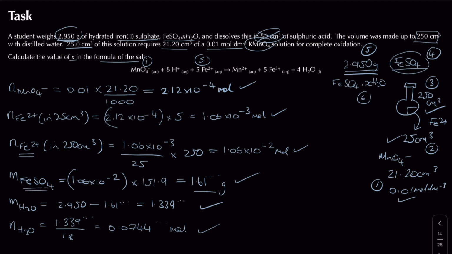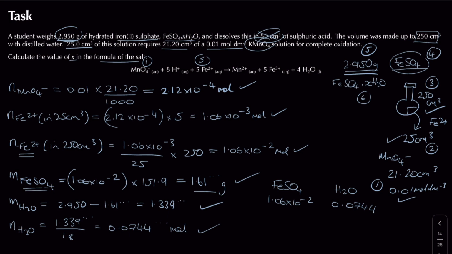So if we look at this in terms of a water of crystallization calculation, for iron sulfate, the number of moles we've got is 1.06 times 10 to the power of minus 2, and for water, the number of moles we've got is going to be 0.0744. Pardon my switching between standard form. I just use whatever comes out in the calculator because it's easy. I don't make any silly mistakes.